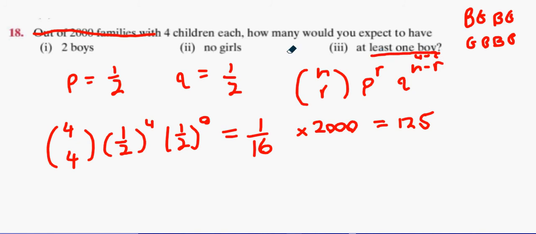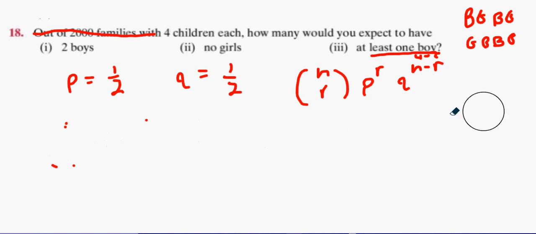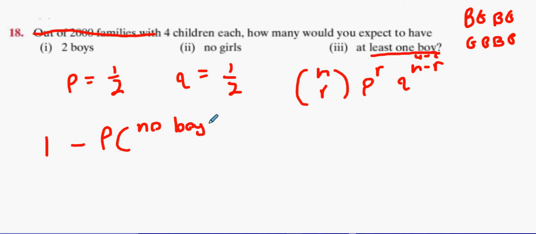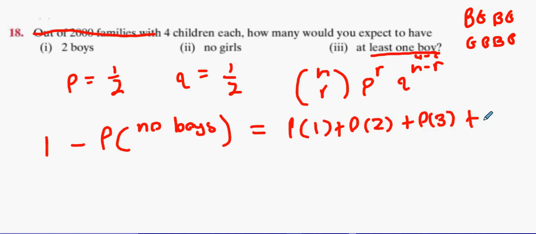Now how are we going to do that? Why don't we do 1 take away the probability of no boys. Does that make sense? 1 take away the probability of no boys is the same as the probability of 1 boy, 2 boys, 3 boys and 4 boys. That's 4 different parts, isn't it? It'll take a long time to do that. Now, does anybody have a really quick way of doing this?